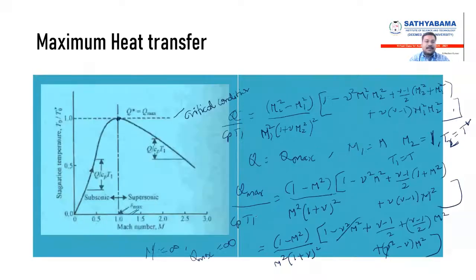And then you need this curve to explain the Q by Cp T1. So initially your heat transfer in the subsonic state is increasing, and similarly your heat transfer rate on the supersonic side is also increasing, right? So this is the T0 by T0 star curve, that is the total temperature to critical total temperature state, right?